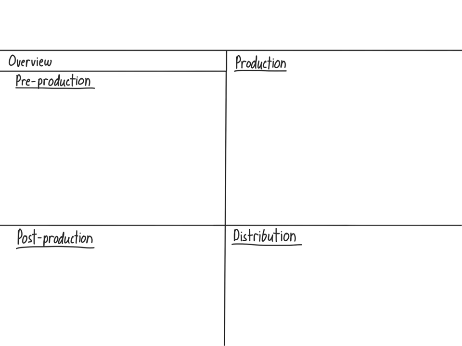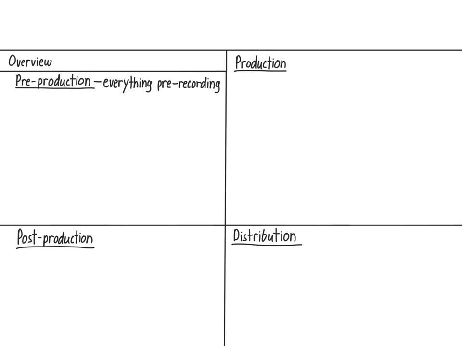I like to start some of my videos with a question. So the question I'll address in this video is, what are the steps in producing a basic screencast? Video production is generally split into three parts: pre-production, production, and post-production. You'll also need to distribute your video so your students can view it.